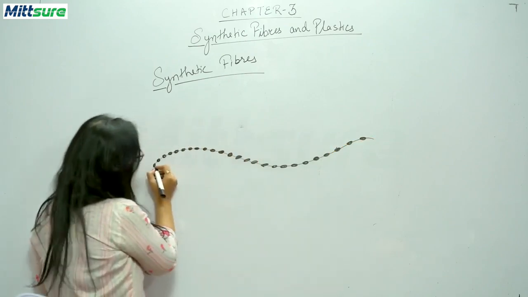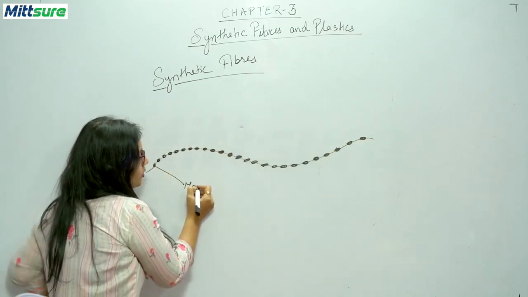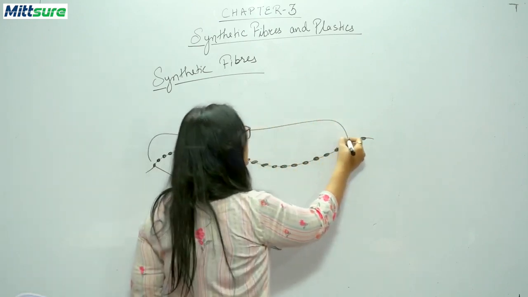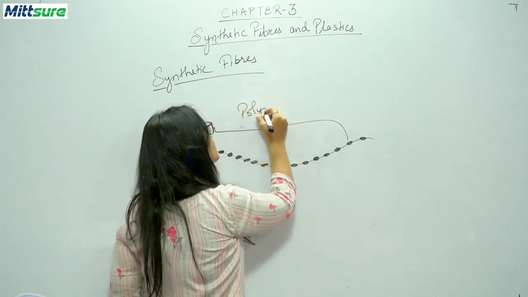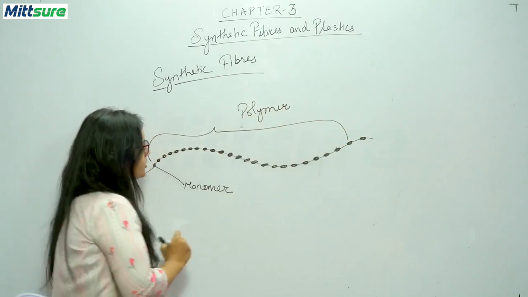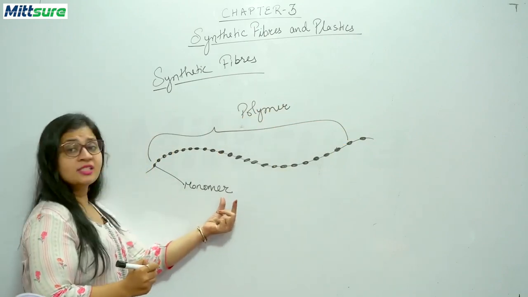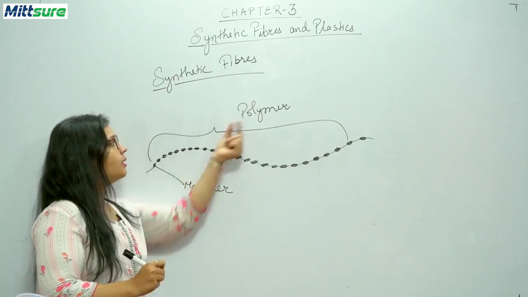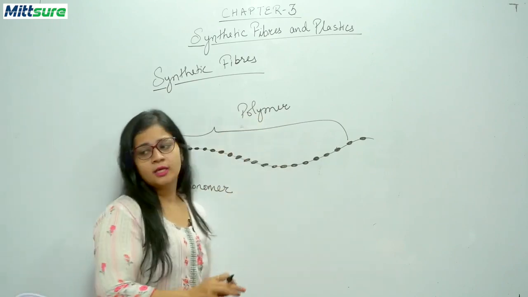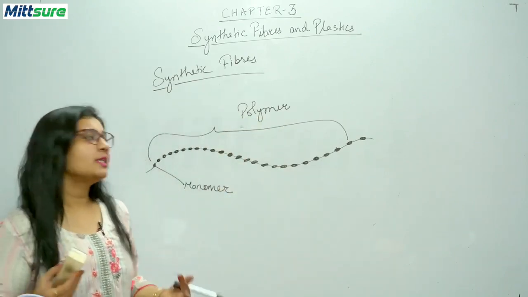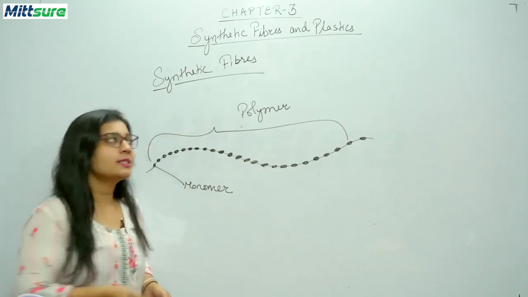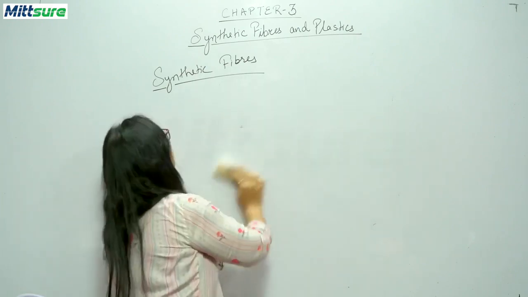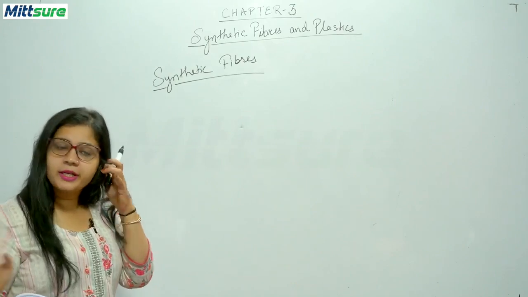So students, this single unit is your monomer, and all these units combined together are called your polymer. Okay, so single unit: mono means one, mer means unit. So mono means one unit, poly means many units. So this is the simple resemblance of your synthetic fiber. Now we will be discussing the types of synthetic fiber.